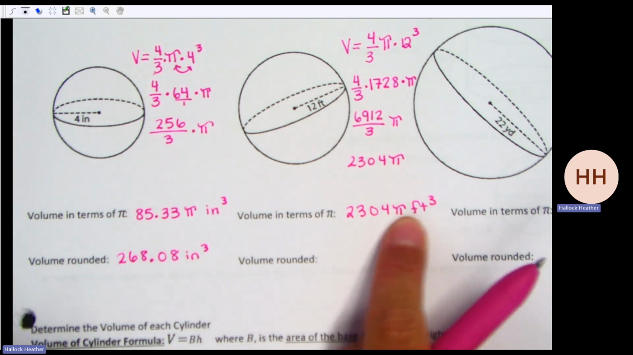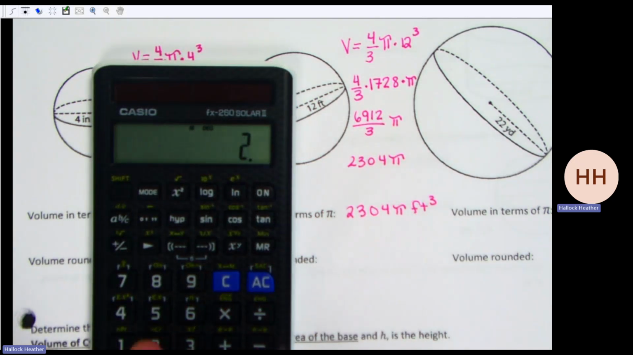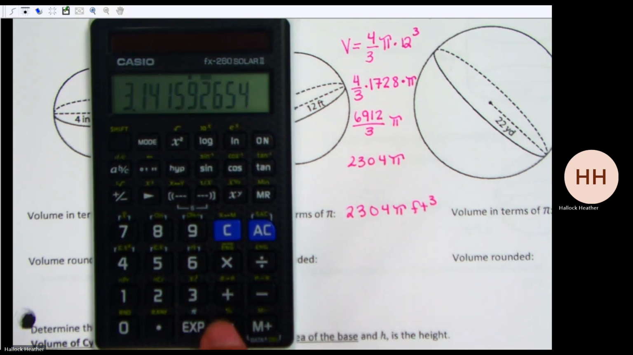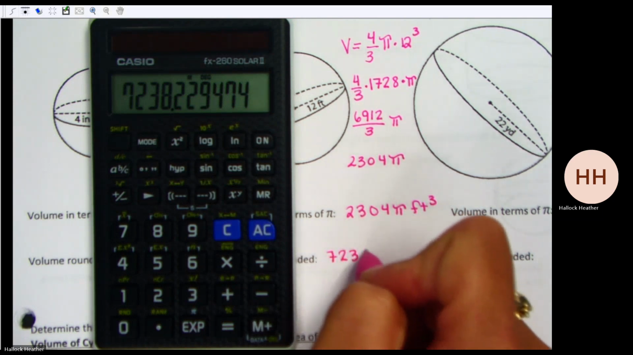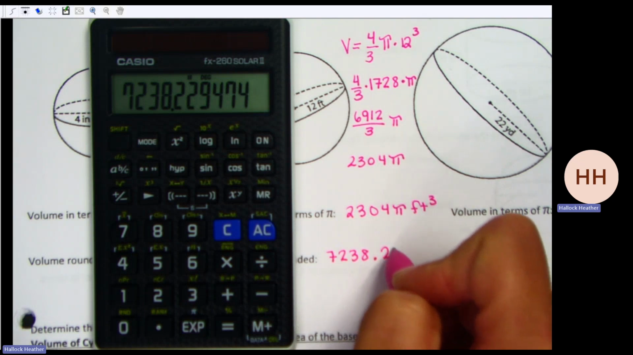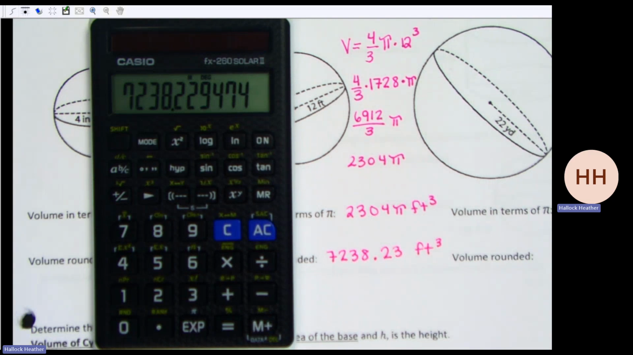If I want the answer rounded, I'm going to take that answer and include pi now. So I'm going to multiply by the pi button. So 2,304 multiply and then pi button. Now you don't have to include pi again because you have now included it in the answer.